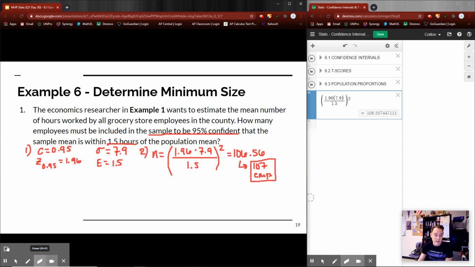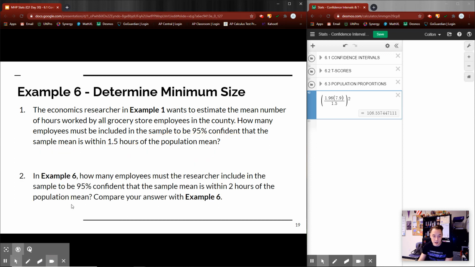So I'm going to do this last one and have you actually do it by yourself. Let's list out all the things that we need, and then let's see if you can plug it in yourself. My C level is 0.95. My Z-score at that C level is 1.96, just like the problem before. My standard deviation is still 7.9 because I'm going to compare it with example 6, so I'm still using the exact same thing. But now my margin of error is a little bit different. My margin of error is now 2.